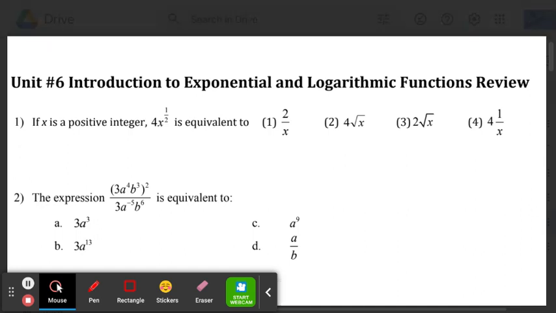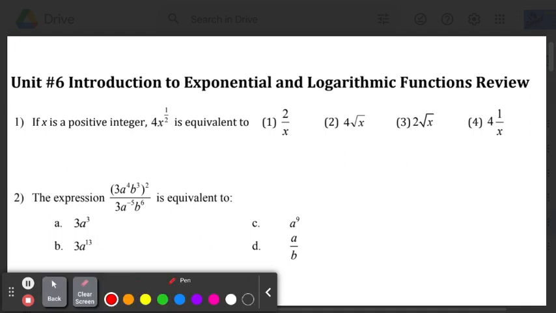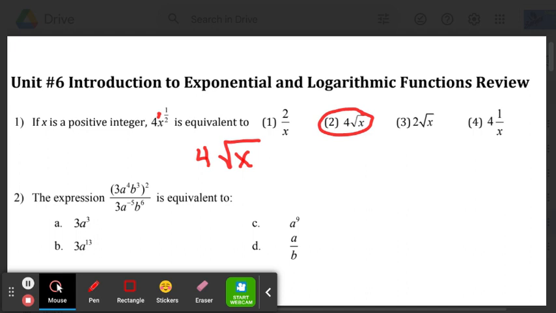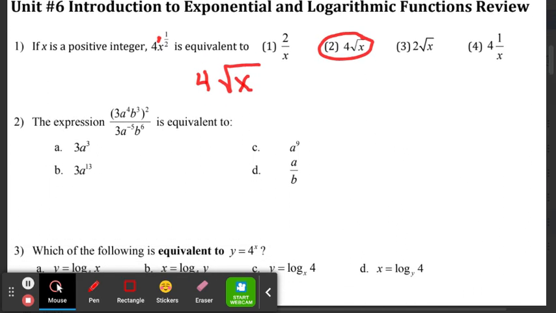So number 1 says, if x is a positive integer, 4x to the 1/2 is equivalent to. So this was on your quiz, and a lot of people really struggled with this one. What I saw happen a lot on the quiz was everyone said this was the square root of 4x, which is not true. There's an invisible 1 for an exponent here. So the x to the 1/2 is independent of the 4. So it's really 4 and then the square root of x, because remember, that's what x to the 1/2 is. So the answer for this one is number 2. Be very careful, that will be on your test.